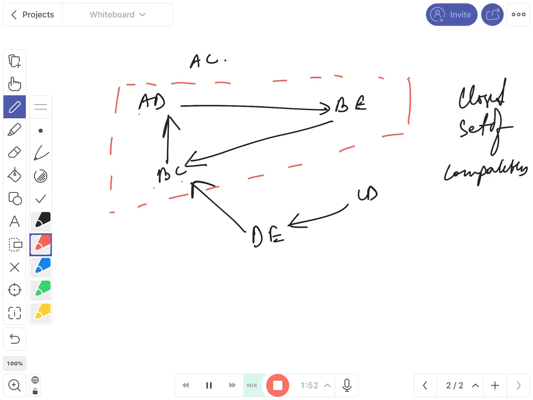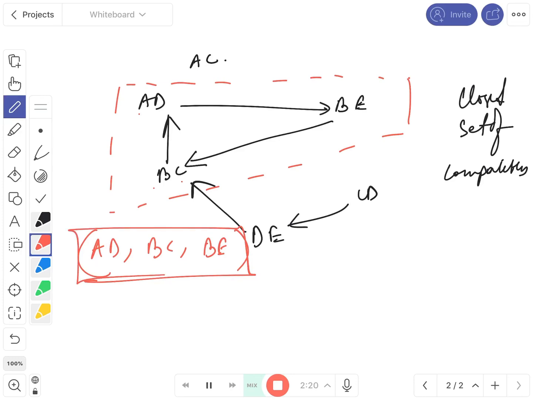Now, is this minimal? Obviously, it is minimal because I have 5 states, and for 5 states, the minimum number of pairs of states will be 3. So 3 pairs are there. So I can say that this one is a minimal closed covering. This is my answer, where AD, BC and BE form the minimal closed covering, and with this I can reduce the machine further. So let us draw the reduced machine then.